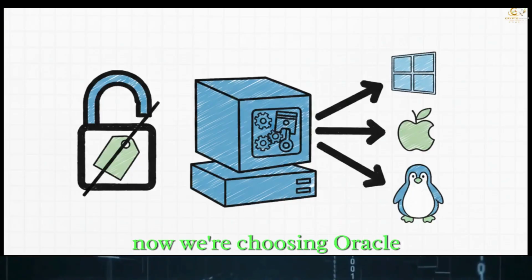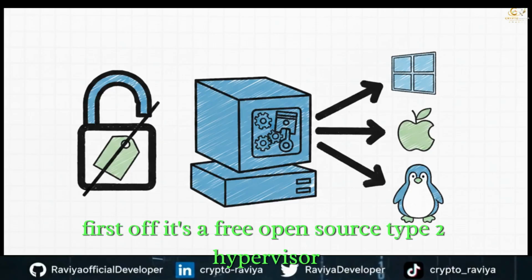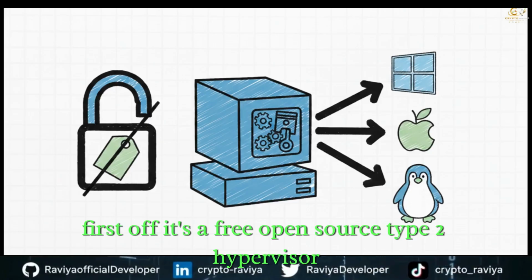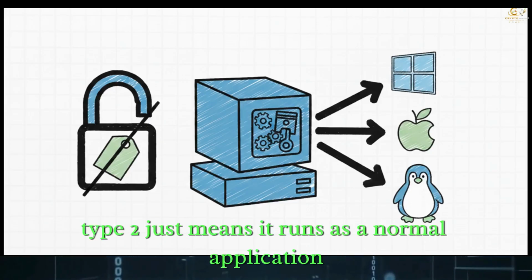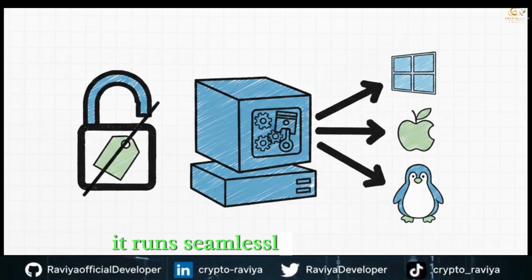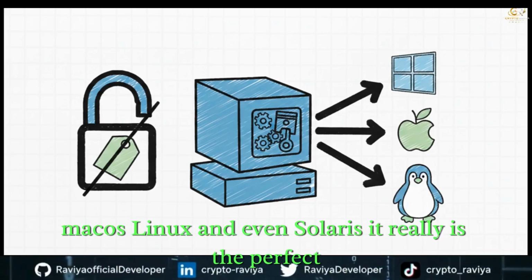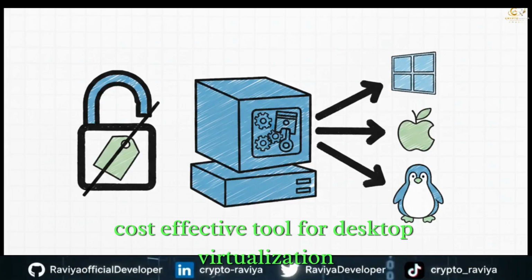Now, we're choosing Oracle VM VirtualBox for this for a few really key reasons. First off, it's a free, open-source Type 2 hypervisor. Type 2 just means it runs as a normal application right on top of your existing operating system. It's incredibly versatile, too. It runs seamlessly on Windows, Mac OS, Linux, and even Solaris. It really is the perfect, cost-effective tool for desktop virtualization.